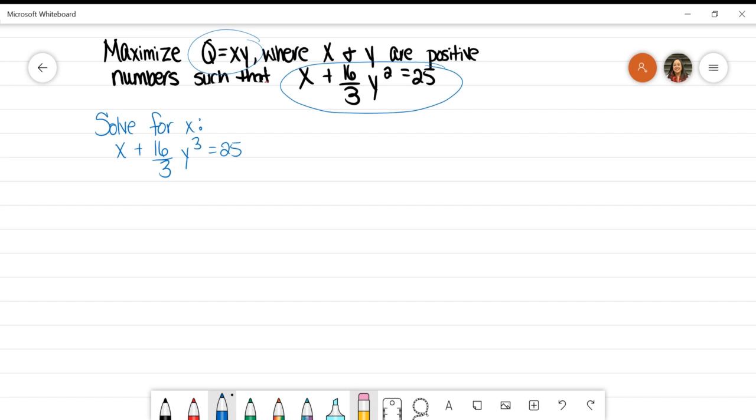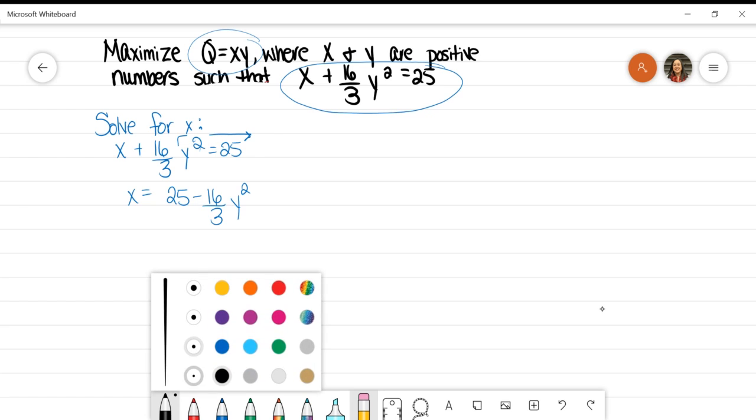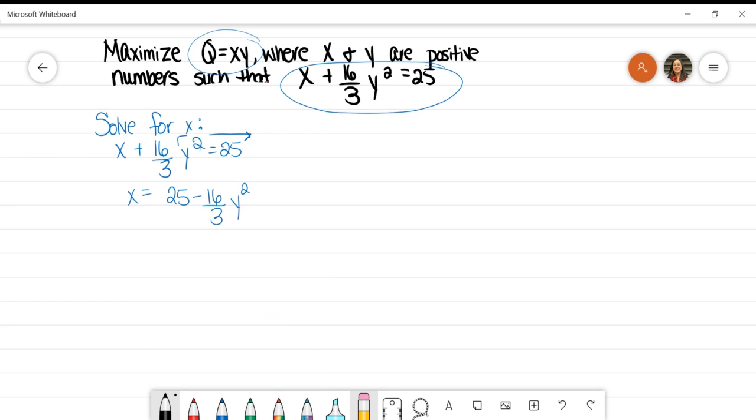So that's what I'm going to do here. I'm going to solve for x for my first step, and that leaves me with x is equal to 25 minus 16/3 y squared. Why am I putting cubed? I'm glad I'm catching myself. I don't have students to remind me. Y squared. Okay, so I'll solve for x. Now, I've already kind of given you a heads up as to what I'm going to do next. My next step is going to be to substitute.